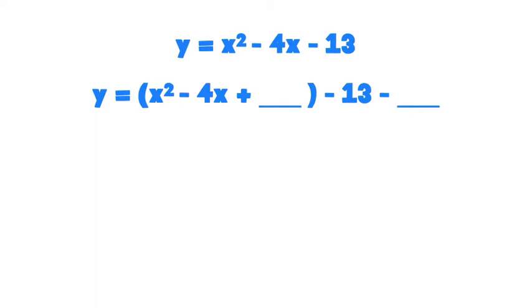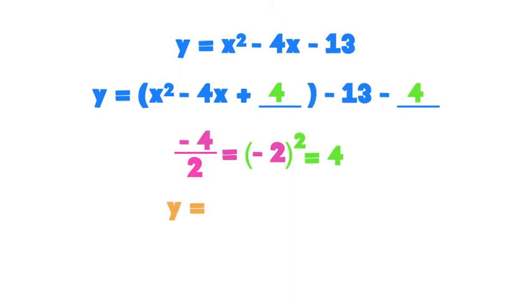My goal is to create a perfect square trinomial with the piece that's in parentheses. In order to do that, I take my b term and I cut it in half. That gives me -2. Now I'm going to square that to get 4. That's the number that goes in your blank. Now I'm ready to write it in vertex form.